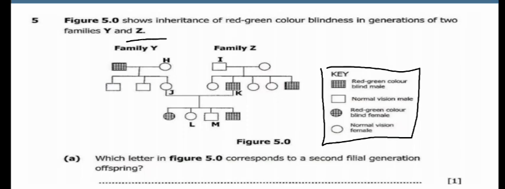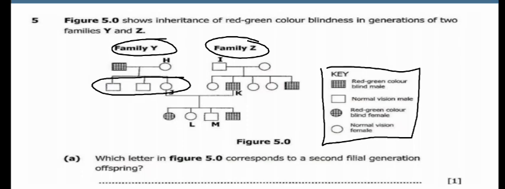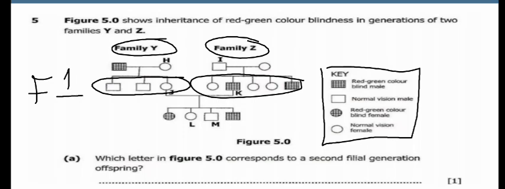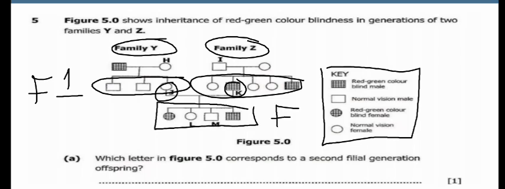We have family Y and family Z. So these families are going to produce the son and the daughters here, and also the son and the daughters. This one we are going to call F1, which is the first filial generation. Then, when K and J are mated, they are going to produce these offspring, and these offspring fall under the F2, which is the filial 2 generation. So here we can just say it is L and M.